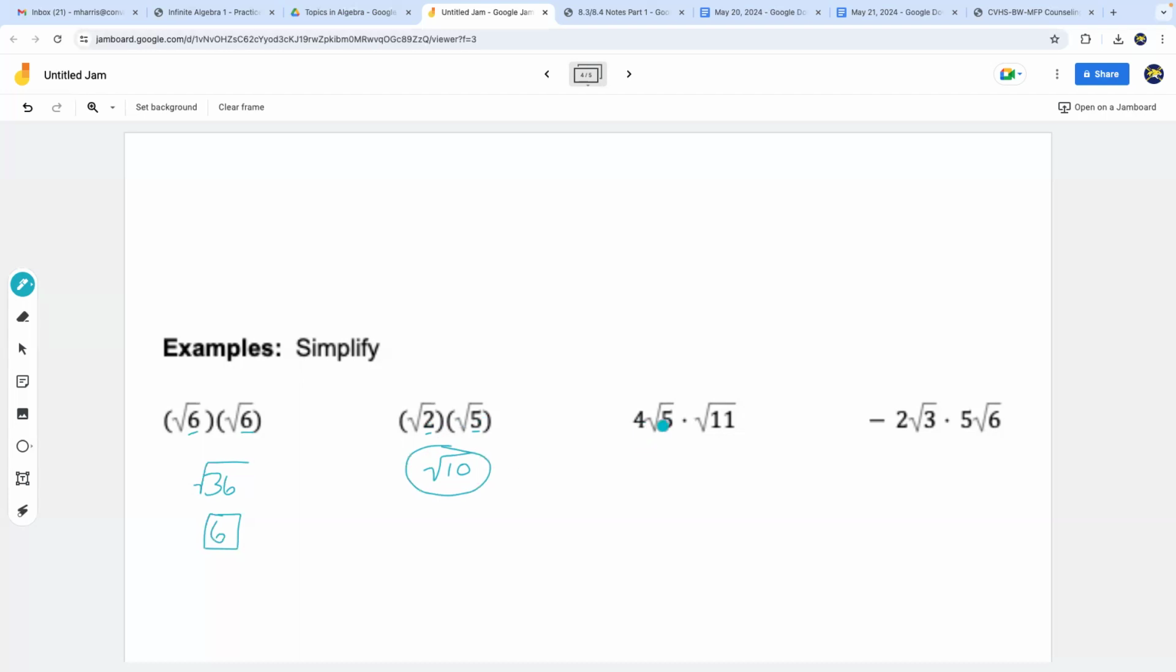And the next one, we have 4 root 5 times root 11. Well, we have a 4, and we have, remember, this imaginary 1 right here. Well, it's not imaginary, it's invisible. So we have 4 times 1, which is 4. And then the 5 and the 11 are under the radical. Multiply those together, and you get 55. And then we think, all right, are there any factors of 55 that are perfect roots? Well, there's 5 and 11. None of those are perfect roots. And we have 55 and 1. None of those are perfect roots. So we're done. 4 root 55.